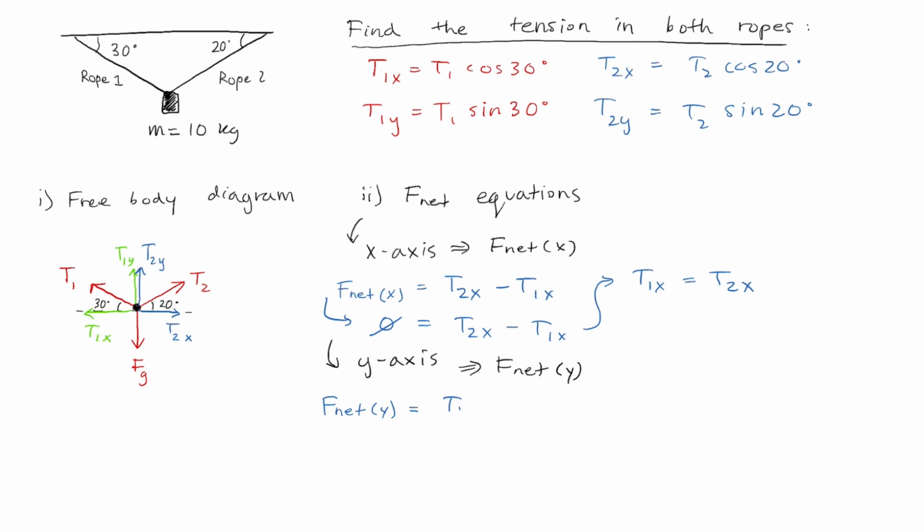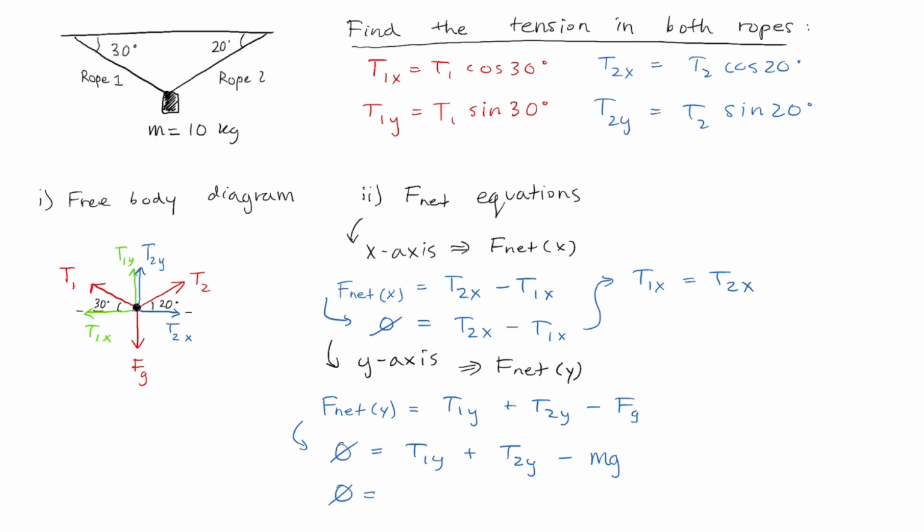F net y is the sum of all the forces acting along the y-axis, which would be T1y plus T2y minus the force of gravity. And remember, the force of gravity is negative because it's a vector that points down. And just like with F net x, F net y is equal to 0. And that's because the weight is not moving along the y-axis. We can also replace the force of gravity with mg, because the force of gravity is equal to the object's mass times the acceleration due to gravity.